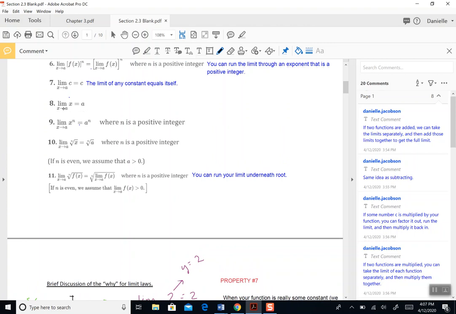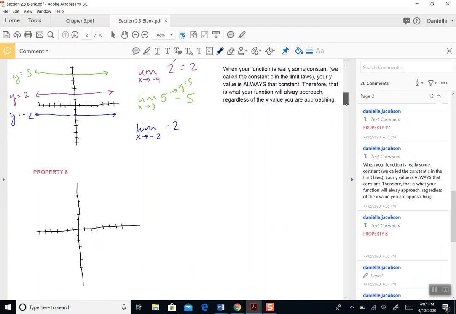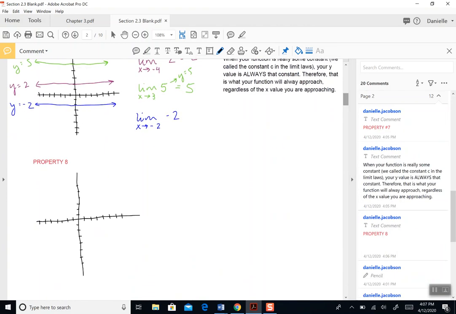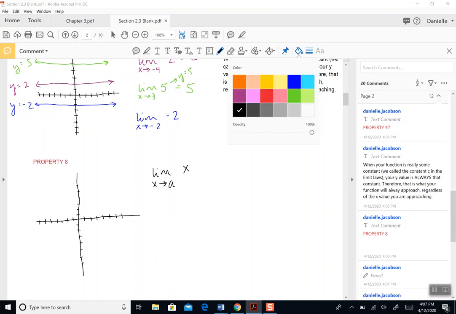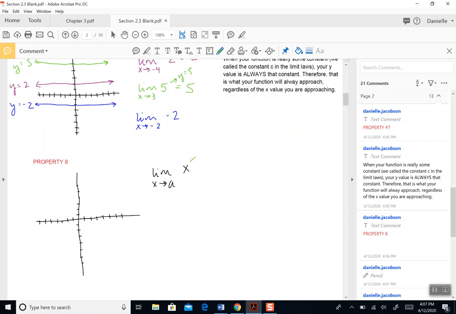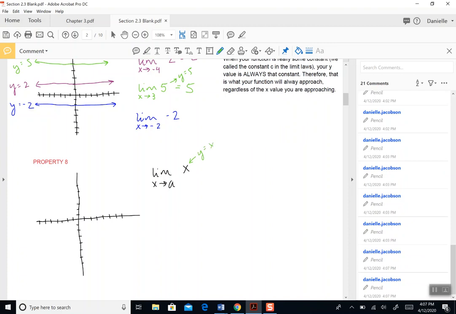So if these two match, why is it true that it's going to be equal to the value it's approaching? Again, we can look at this visually to understand the concept and the reasoning. So if we have the limit as x goes to a of x, keep in mind that this really represents the function y equals x, or similarly, I could say f of x equals x. Doesn't matter how we verbalize that right now.